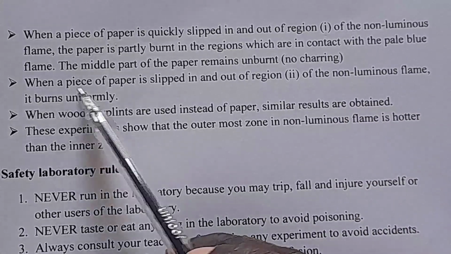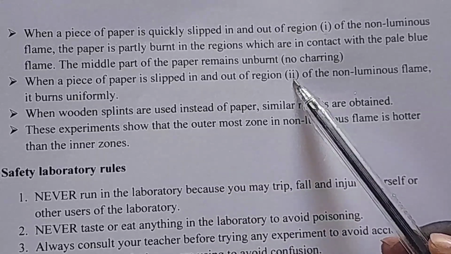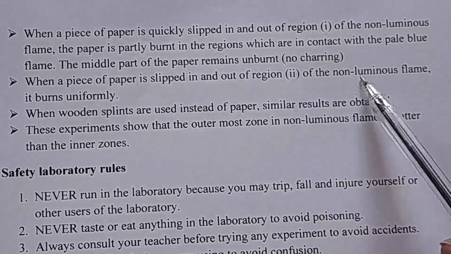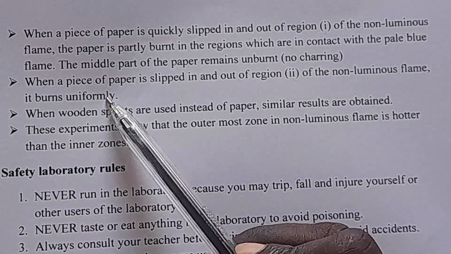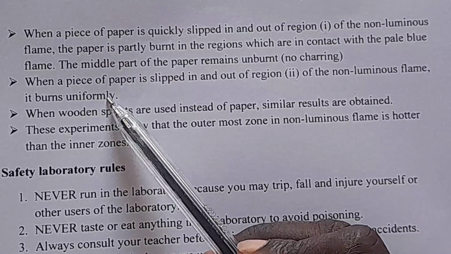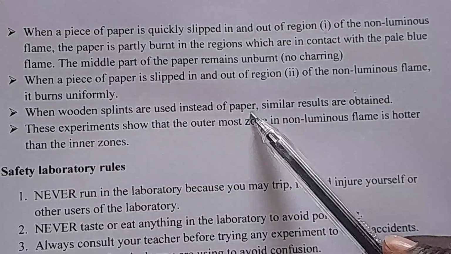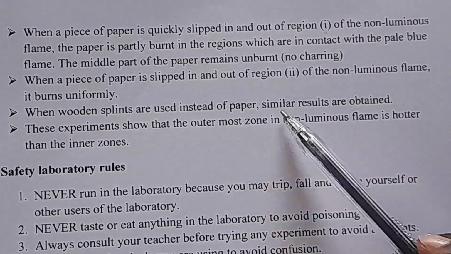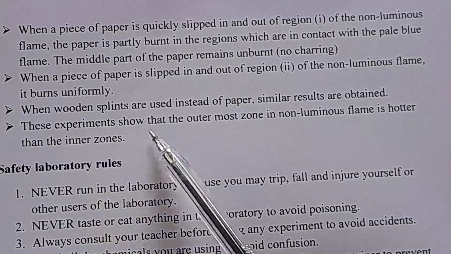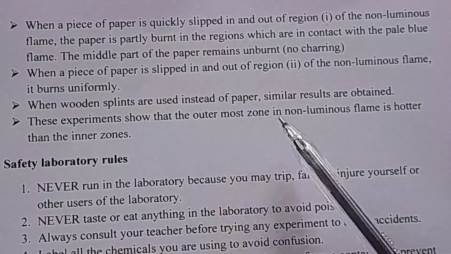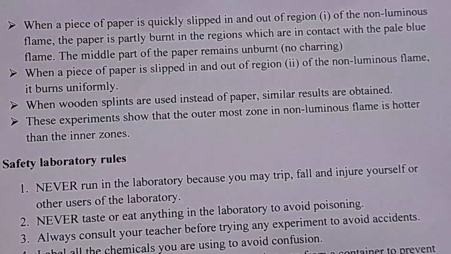When a piece of paper is slipped in and out of region 2, the outermost part of the non-luminous flame, it burns uniformly or completely. That means everywhere is charred. When wooden splints are used instead of white manila paper, we are told similar results are obtained. So this experiment shows that the outermost zone in the non-luminous flame is hotter than the inner zone.